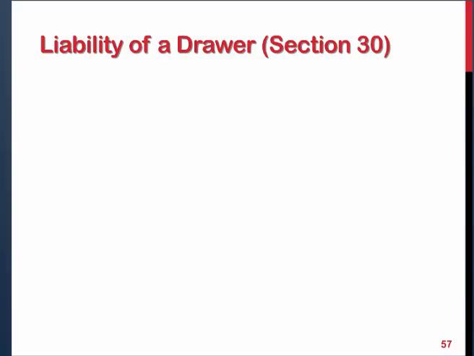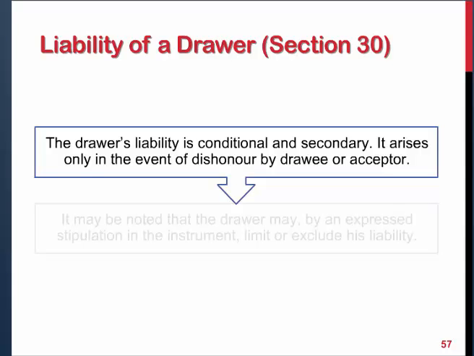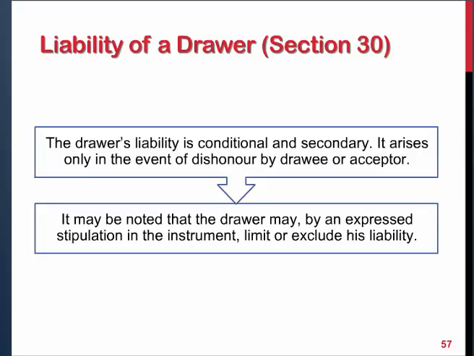Liability of a drawer. Section 30. The drawer's liability is conditional and secondary. It arises only in the event of dishonor by drawee or acceptor. Once there has been dishonor and a notice of dishonor has been served on the drawer, he is bound to compensate the holder, whatever be the state of account between himself and the drawee and the acceptor. It may be noted that the drawer may, by an express stipulation in the instrument, limit or exclude his liability.